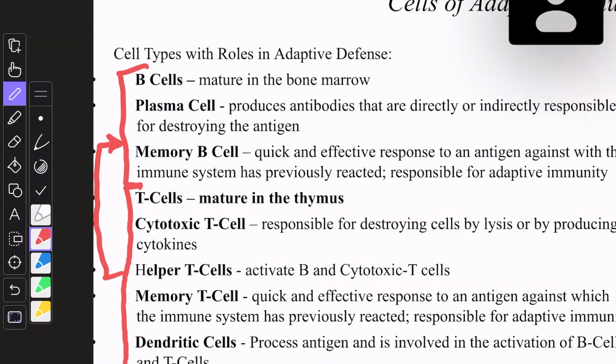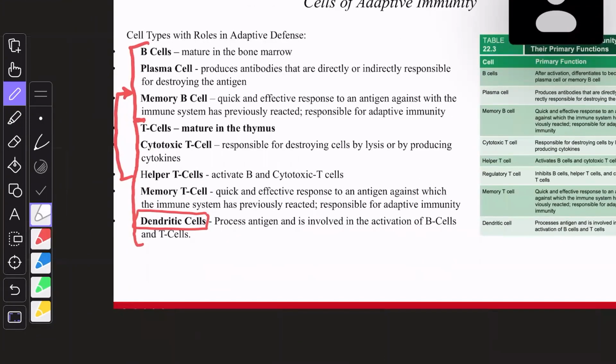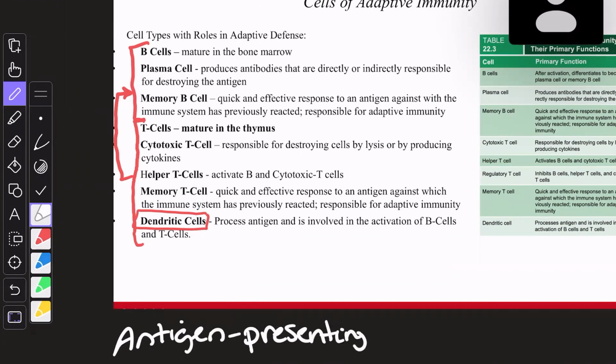Dendritic cells are one of a number of different cell types that we refer to as antigen presenting cells. There are others of those. We'll talk about them in a minute.